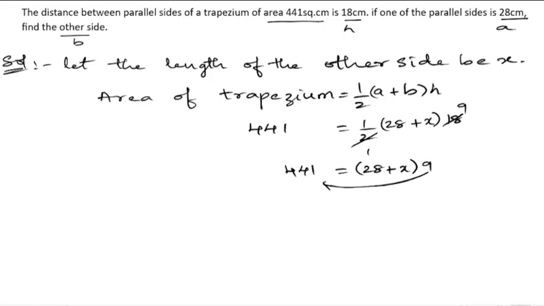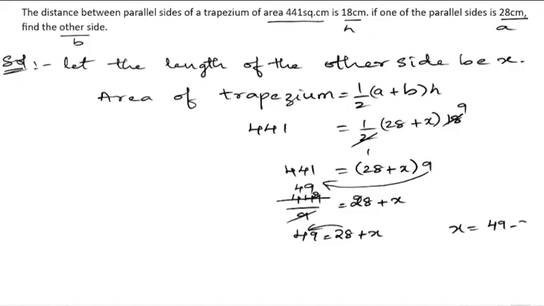So 9 comes down. So 441 by 9 is equal to 28 plus x. So 9 ones are, 9 fours are 36. How much left? 8. 8 means 81. So 9 nines are 81. So we got 49 is equal to 28 plus x. 28 moves to that side. So therefore the value of x is 49 minus 28. So x is equal to 4 minus 2 is 2, 9 minus 8 is 1.